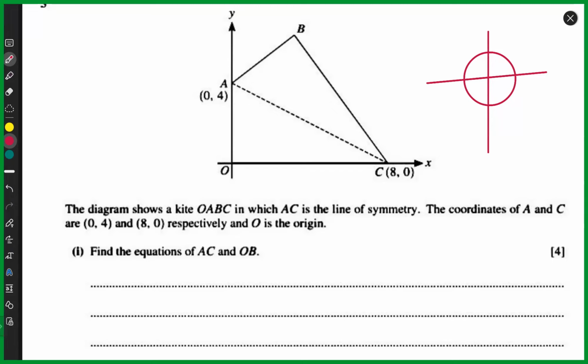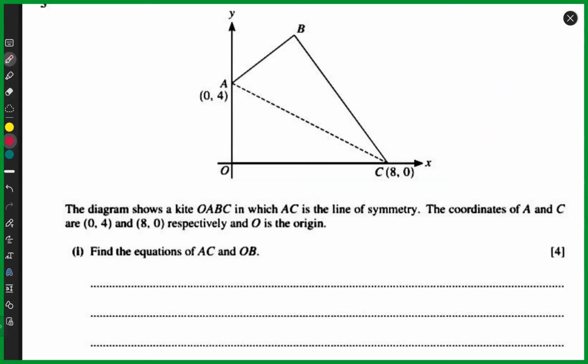Since you are coming from O level, I'm pretty sure you know that a circle has infinitely many lines of symmetry, right? I can make a lot of lines of symmetry, and whenever I make a line of symmetry, just know that on the right side and on the left side of the line, the shape is the same, the size is the same, and everything is symmetric. This is exactly what symmetry means. Anyway, the important part is that you have been asked to find the equations of AC and OB.